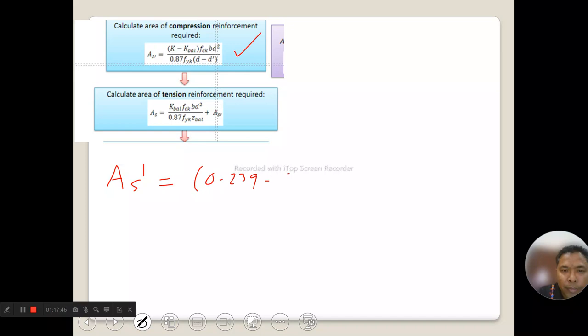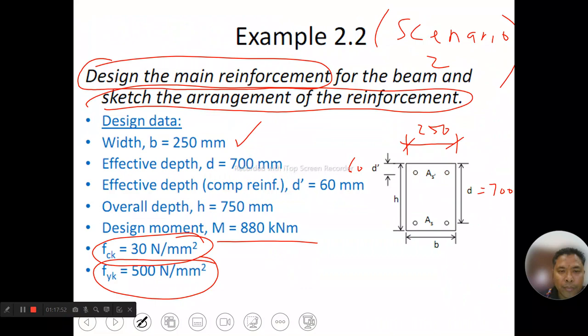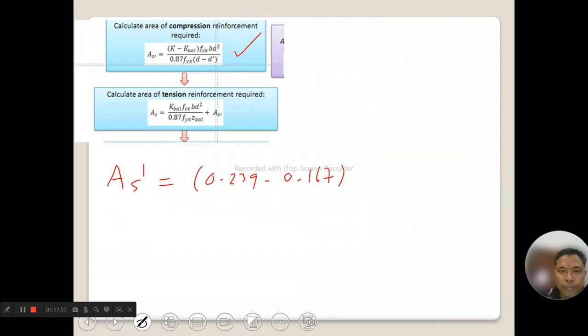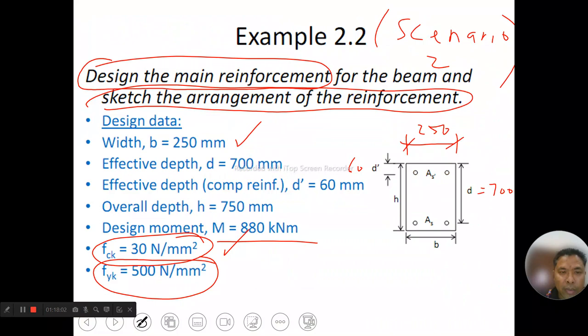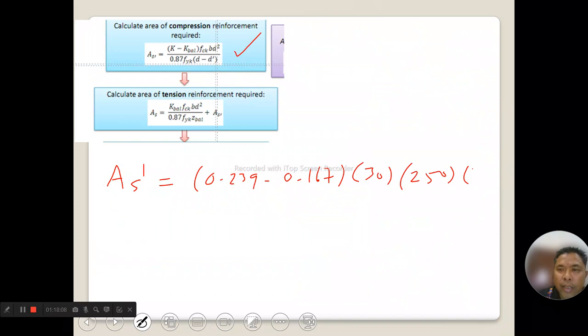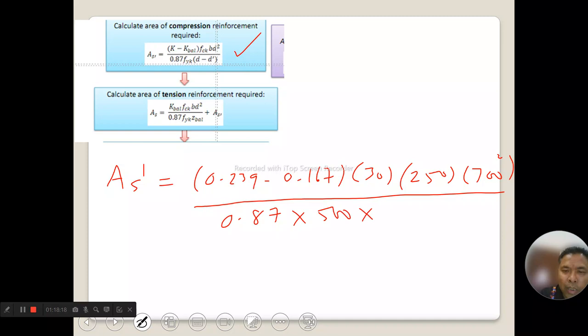Minus K balance. K balance always 0.167. FCK 30. So ganti je dalam formula. B 250 times D. D tadi rasa 700. Kuasa 2 over 0.87. FYK sentiasa 500. Tak susah hati. Yang ni 700 minus 60. Yang 60 ni memang saya ingat dengan 700 ni. So kita kira dapat berapa milimeter squared.